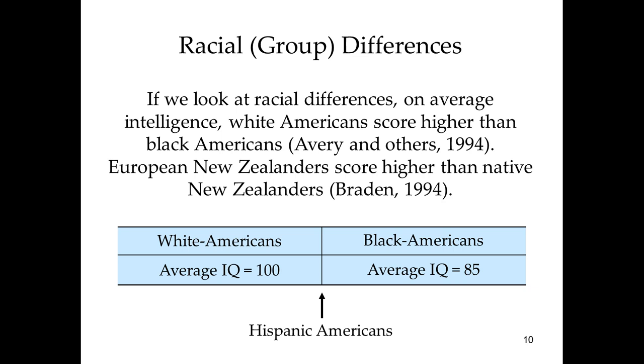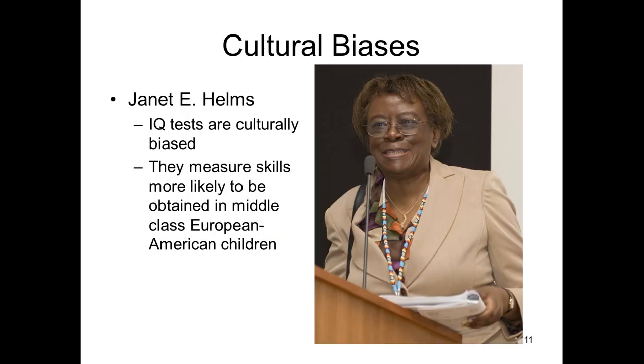So what we may be measuring with IQ is not necessarily your mental ability, but where you're at right now on a given measure, and whether or not that measure might be biased. One of the first things that we look at is culture bias. Janet Helms is one of the real leaders behind this research, which is the idea that IQ tests are culturally biased in favor of specifically white males. IQ tests currently are measuring skills that are going to be obtained by middle-class European American children.